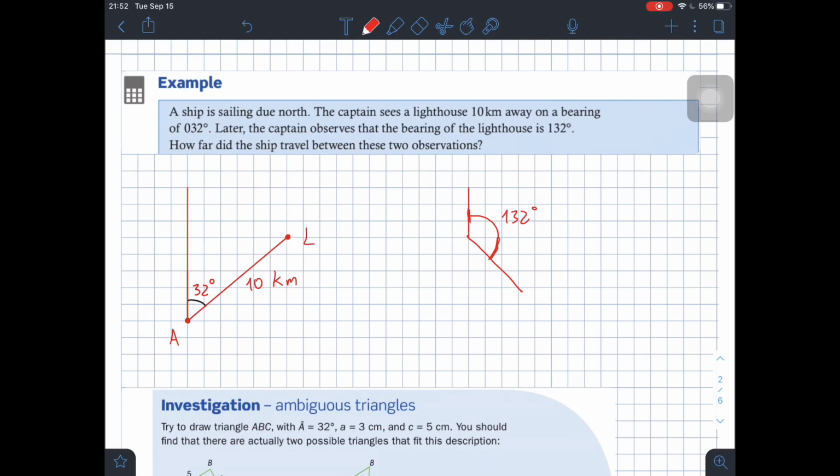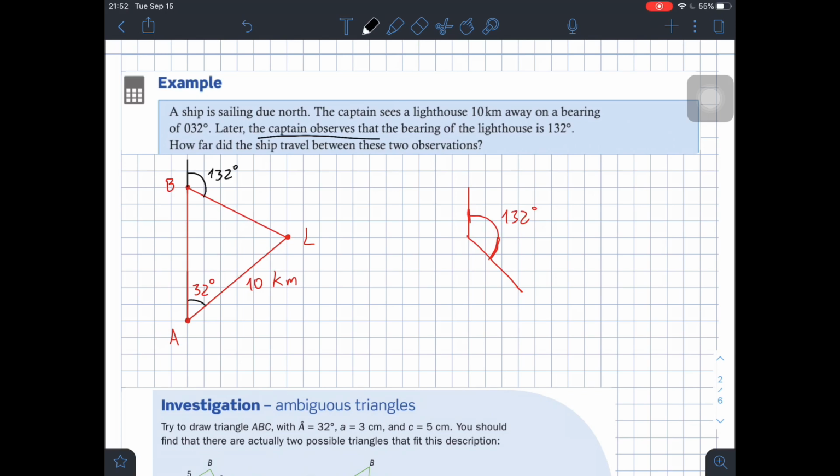So maybe if I stop there, I'm gonna mark here the final position of the boat, and we could trace the bearing here. If we go north, then we're gonna go clockwise until we get a bearing of 132 degrees. This is only a sketch, but it kind of replicates 132 degrees. So this is the correct sketch of the situation, and it correctly describes the information that we're given in the problem.